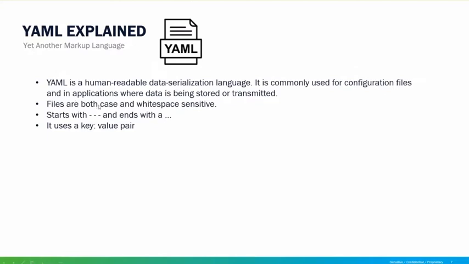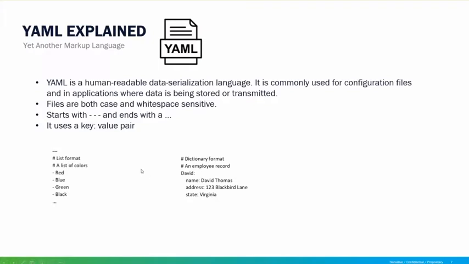Files are both case sensitive and white space sensitive. We'll get into the white space a little later. They all start with 3 dashes and end with 3 periods, and the way we're using it is pretty much as key-value pairs. In an example, again, we start with the dashes and end with the dots. This particular example is a list: dash red, dash blue, green, black, and it just lists out values.